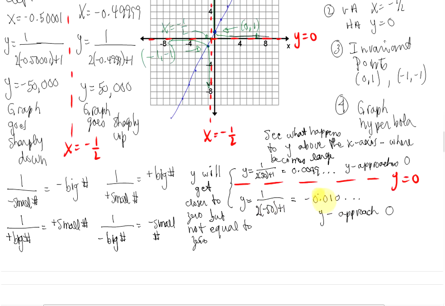Okay, and that concludes our discussion on finding and graphing the reciprocal of a linear function.